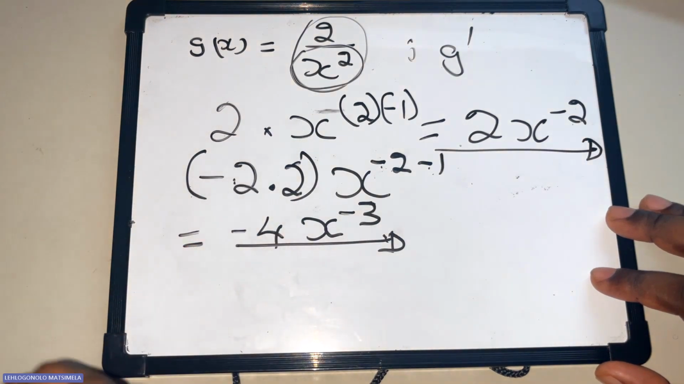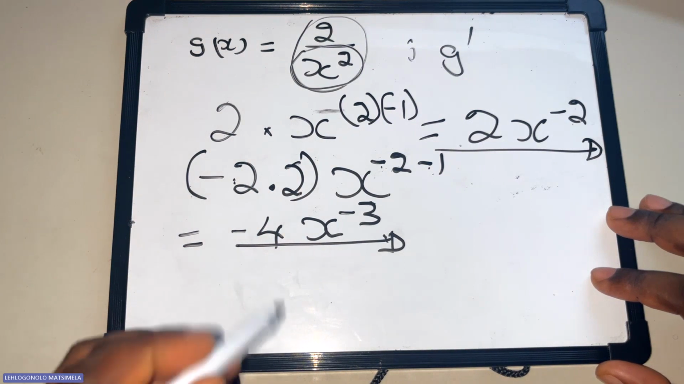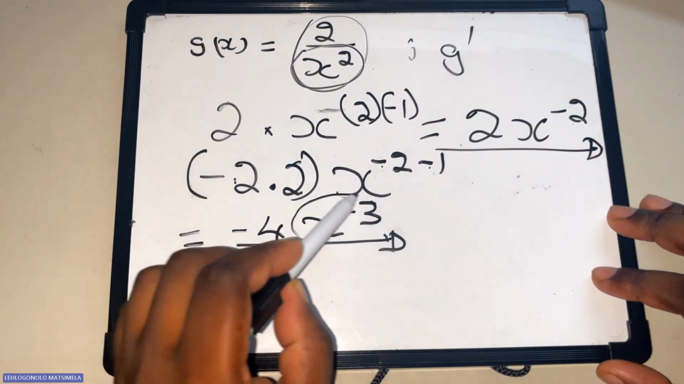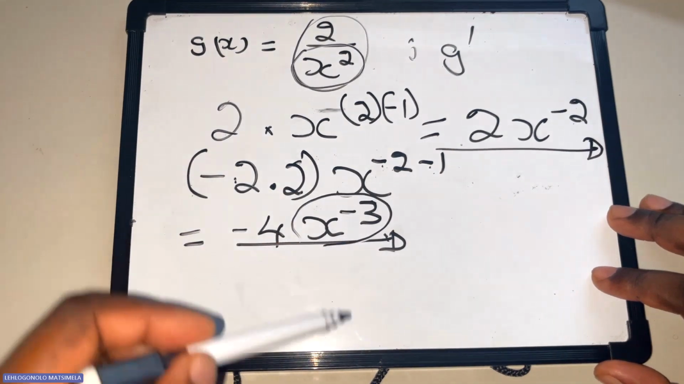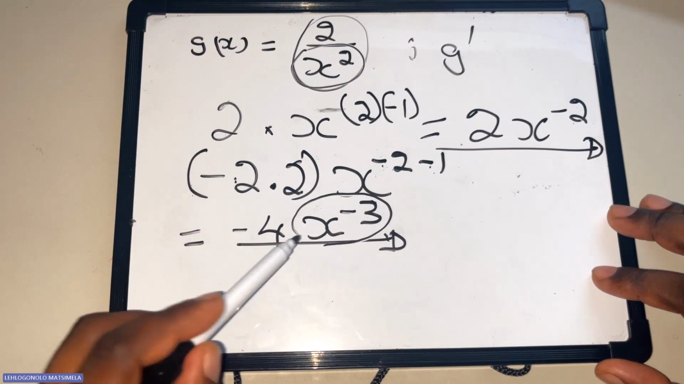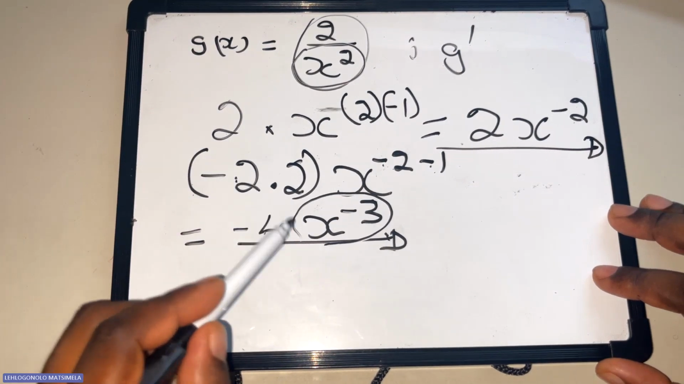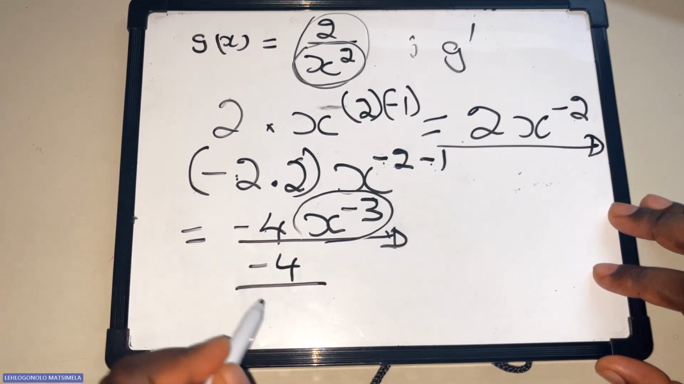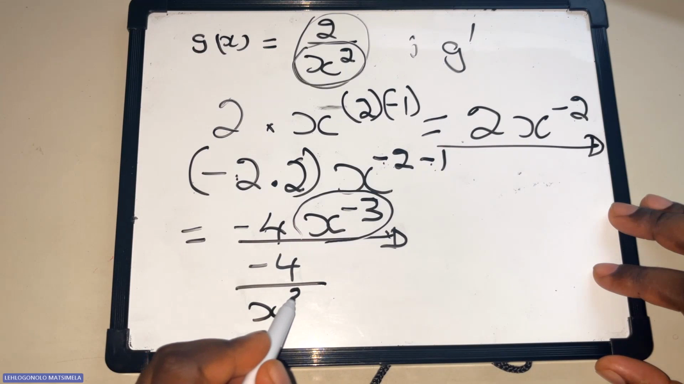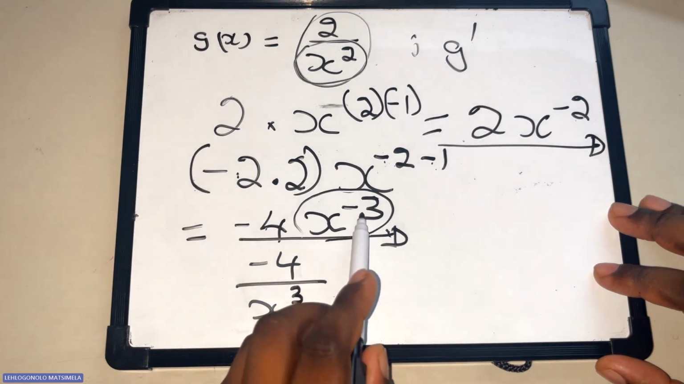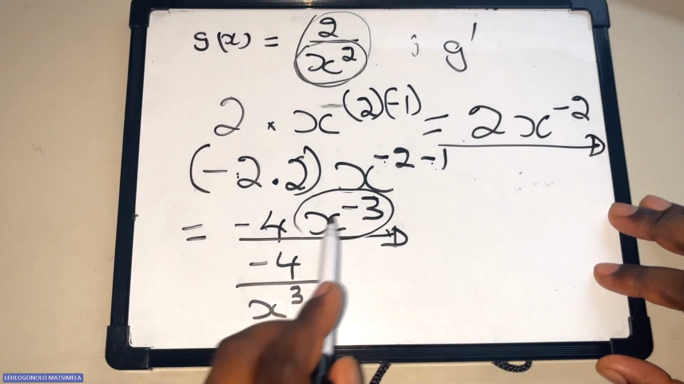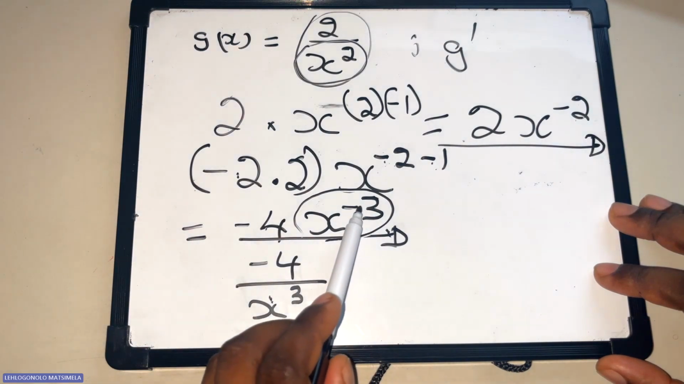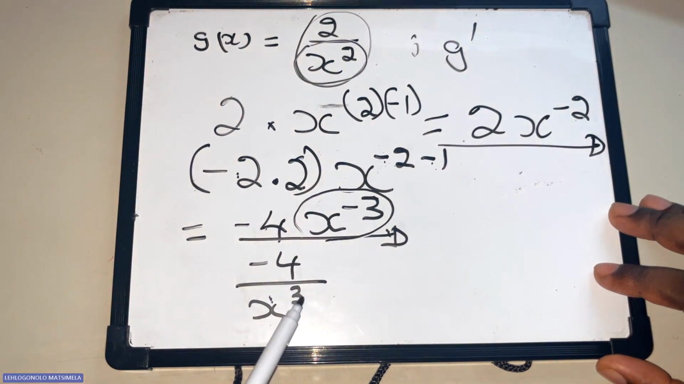So in most cases, they say leave your answer in a positive exponent. In a positive exponent, it means we have to take x to the power negative 3 as denominator, which means the coefficient of this x becomes the numerator. So we will have minus 4 as a numerator divided by x to the power of 3. So now the base of this x is just as it is, and then the exponent of this x, if it was negative, now it becomes positive.